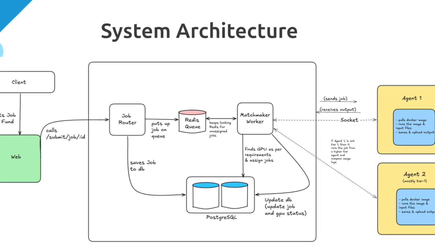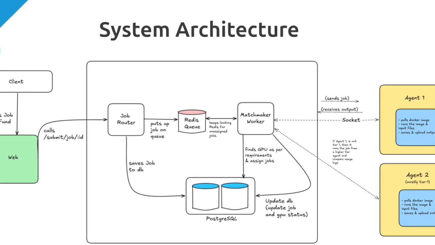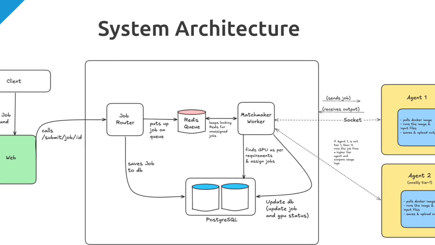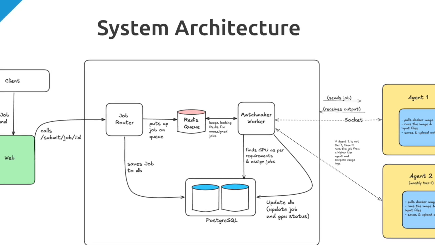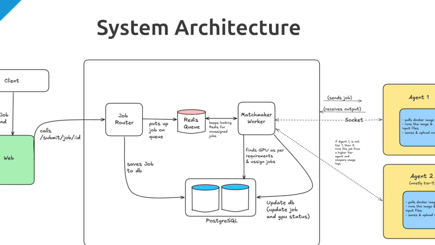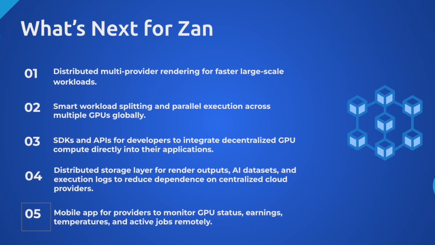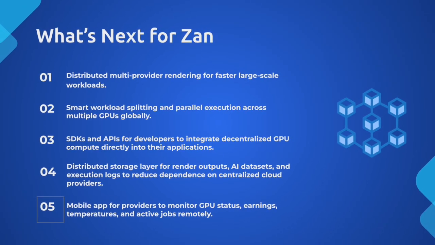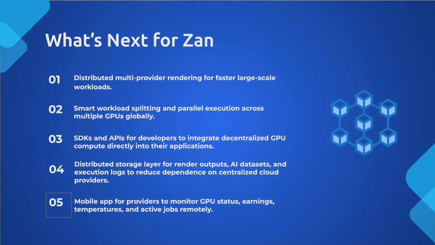Then smart workload splitting and parallel execution across multiple GPUs globally to improve the time. And then SDKs and APIs for developers to integrate decentralized GPU compute directly into their applications. Then, to remove centralization, a distributed storage layer for rendering outputs, datasets, and execution logs to reduce dependency on centralized cloud providers. And the last one is a mobile app for providers to monitor GPU status, earnings, and temperatures directly through their phone.